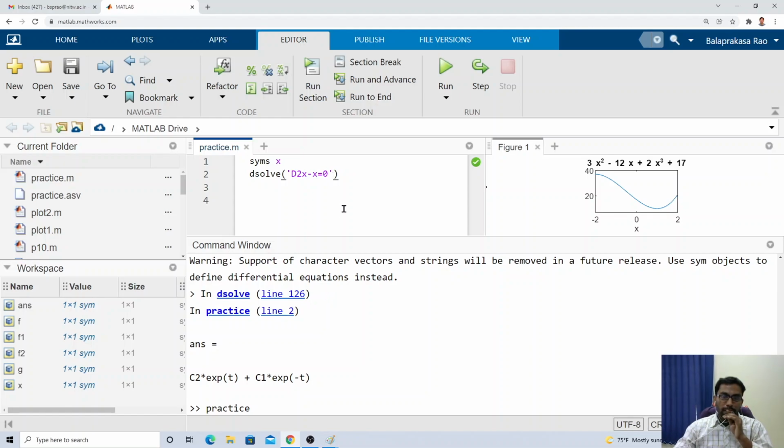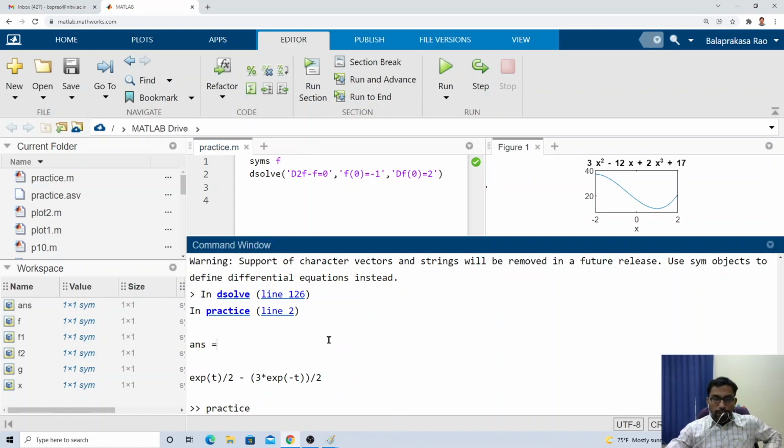Similarly, you can supply initial and boundary conditions also. Let us say the initial condition is x of 0 equals minus 1. F of 0, the initial value of f, is equal to minus 1, let us say. Similarly, the boundary condition, let us say Df of 0, the first order derivative of f at 0, is equal to 2. You can supply the boundary and initial conditions and then give them to the dsolve command. This dsolve command will solve everything. You see, this is the result. So using the diff command and dsolve command, you can solve differentiation and differential equations.